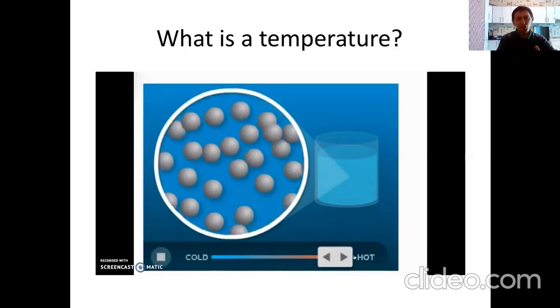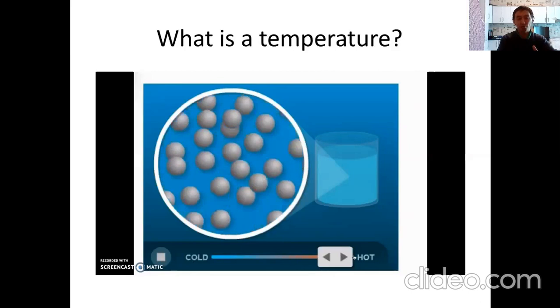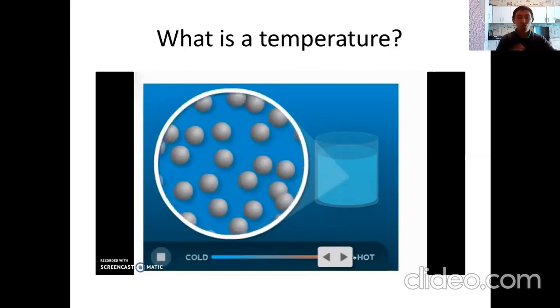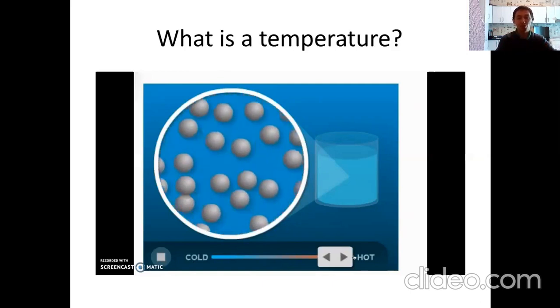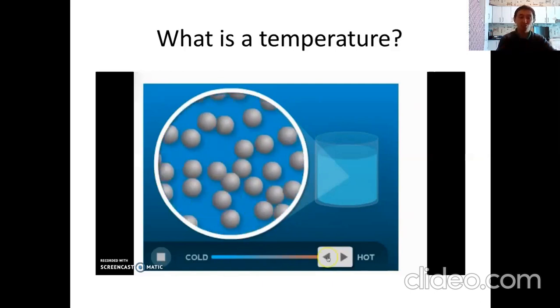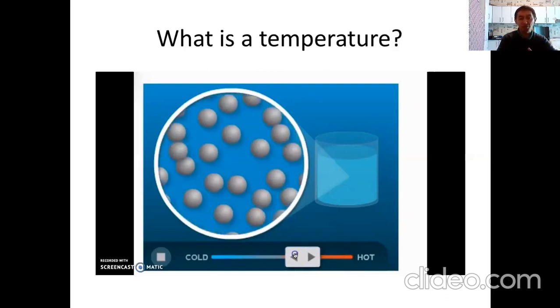So temperature only reflects the translational motion. Vibration and rotation cannot be the reason for the temperature of a substance. Only the translational motion of molecules of water is a factor of temperature. See?